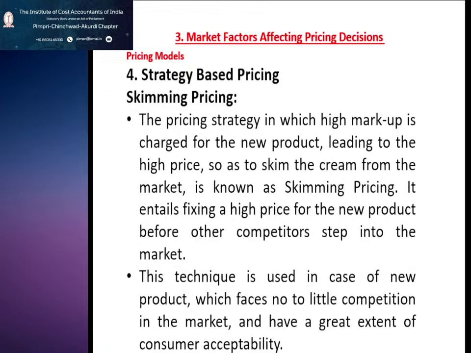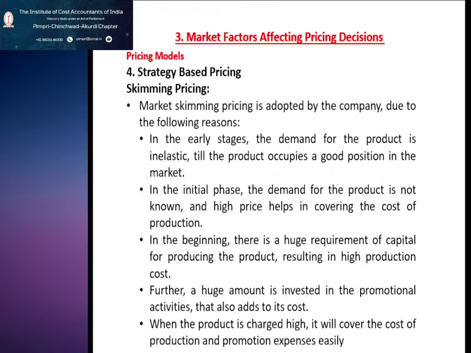The second kind of strategy based pricing is skimming pricing. In this, a higher markup is charged for the new product, leading to a higher price so as to skim the cream from the market, which is known as skimming pricing. So it entails fixing a higher price for the new product before other competitors step into the market. Thereby, only the cream from the market is retained by the firm. So these are the characteristics of skimming pricing that we went through.